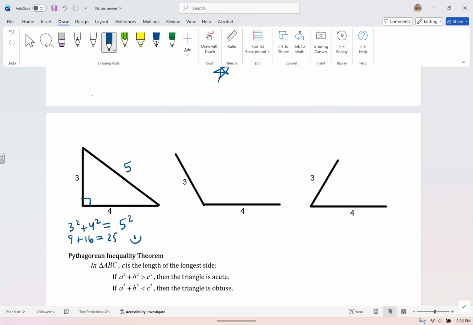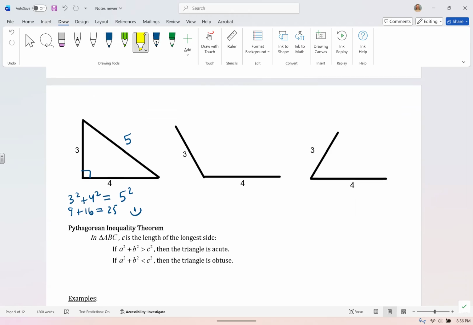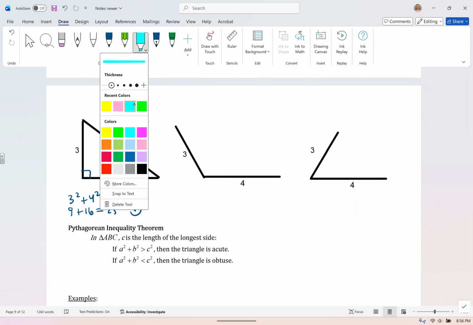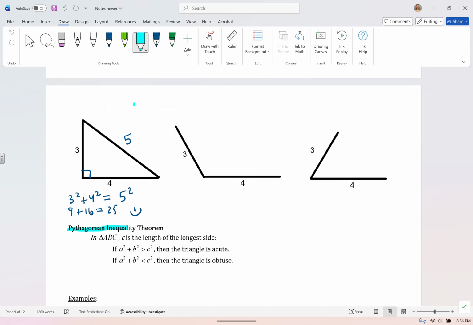Now, the inequality theorem, this is kind of interesting. You can choose to memorize it, or you can choose to understand it, or you can choose to do a combination, which is probably a good thing. The deal is that if it equals c squared, then you have a right triangle.